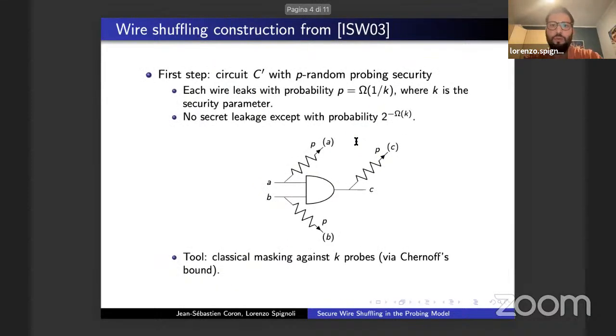So let's recall really quick that construction for the statistical privacy. It works in two steps. The first one is applying to the original circuit the classical masking countermeasure, but now against k probes, not t, where k is the security parameter. Essentially, they show that such a circuit C' is random probing secure, or average case secure, where now the adversary cannot probe the wires he wants, rather each wire leaks with some probability p.